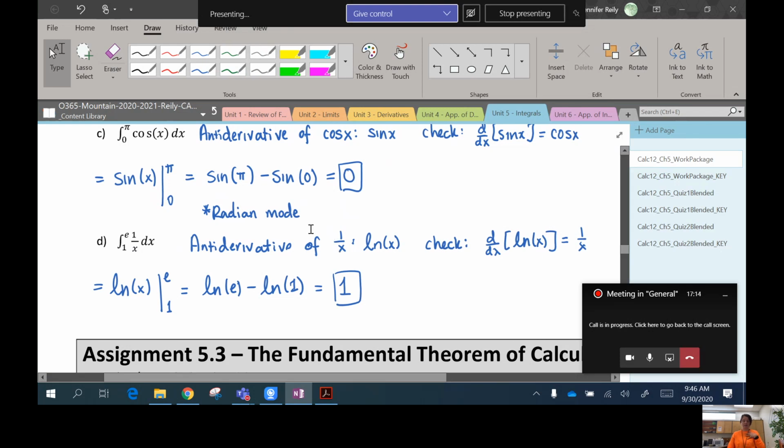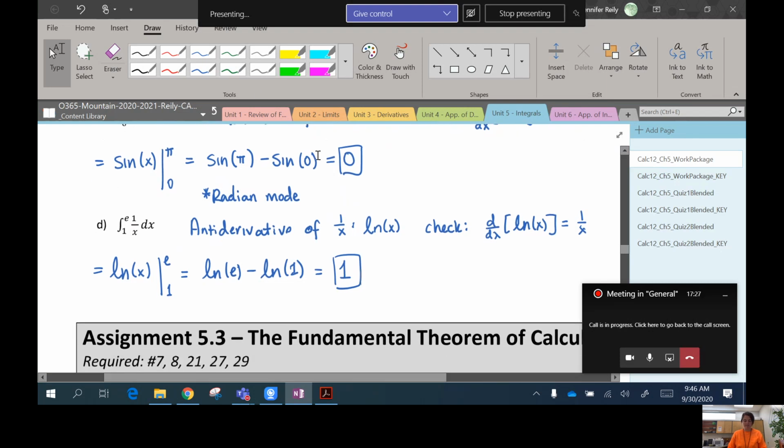Okay, that's kind of cool. I think that's cool because you're going from 1 to an irrational number, and the area under a curve as simple as 1 over x can equal an exact number, even though the x value is irrational. I find that cool, but anyways.